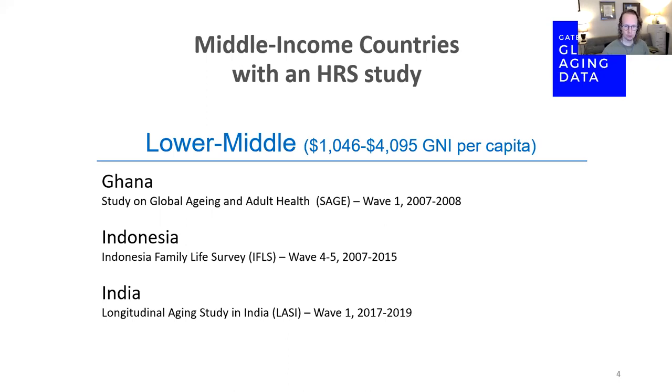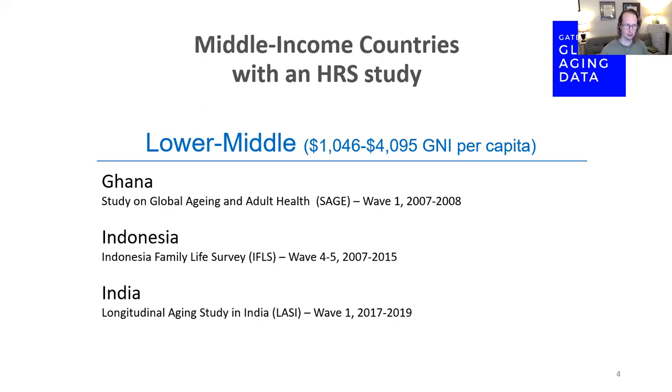So Ghana was part of the WHO study on global aging and adult health called SAGE. They have done, I believe, 3 waves of SAGE that all have included Ghana, but only the first wave of data is currently available. And that was conducted in 2007 and 2008.